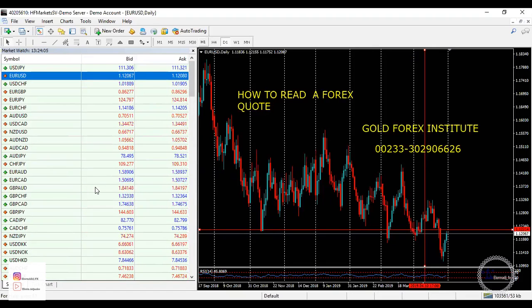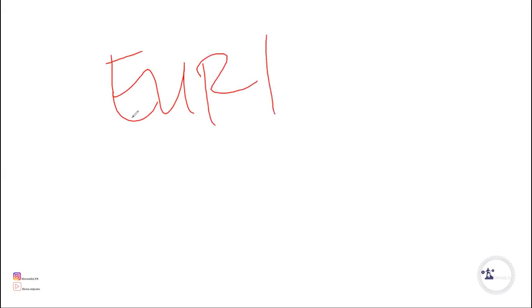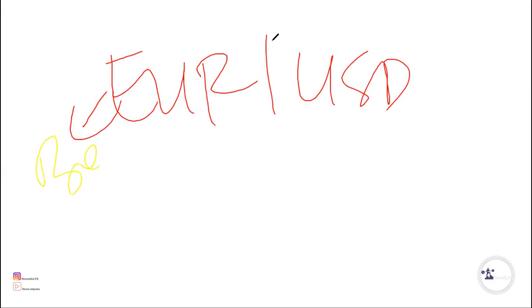So guys, today our focus will be on currency pairs, especially EUR/USD. So to start, let's go here. Today our focus will be on EUR/USD. The Euro is the base, and the dollar is the quote. I hope I'm making sense.